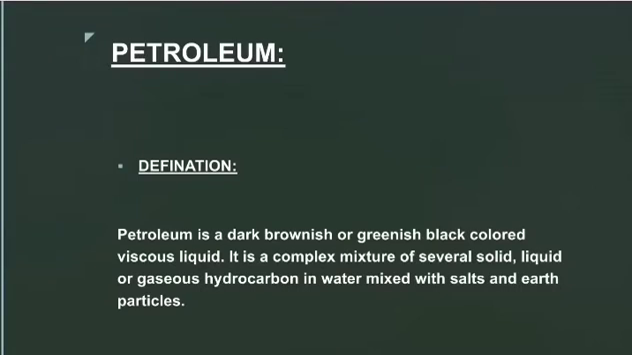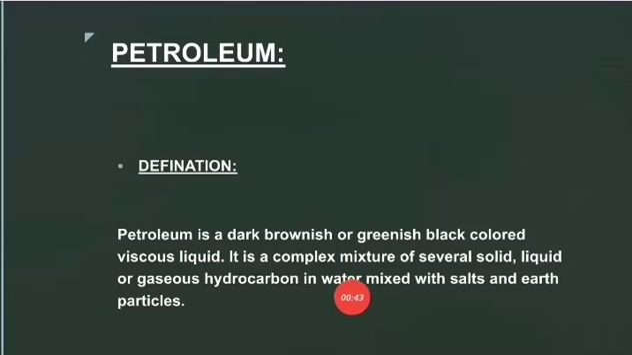What is petroleum? Here we have the definition of petroleum. Petroleum is a dark brownish and greenish black colored viscous liquid. What does it mean? The meaning of viscous liquid is that it is a very thick liquid. It is a complex mixture, and it contains several hydrocarbons like solid, liquid and gaseous along with water.